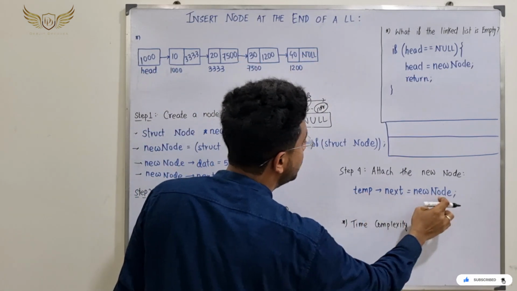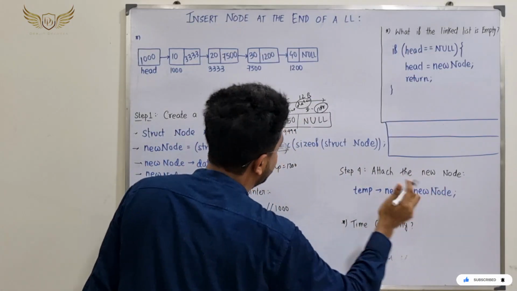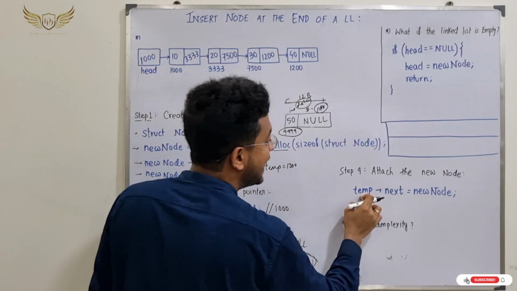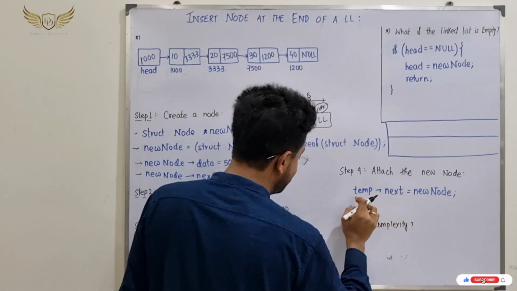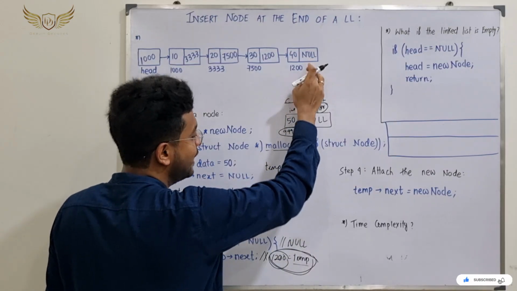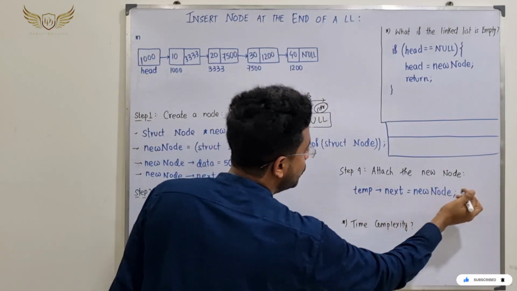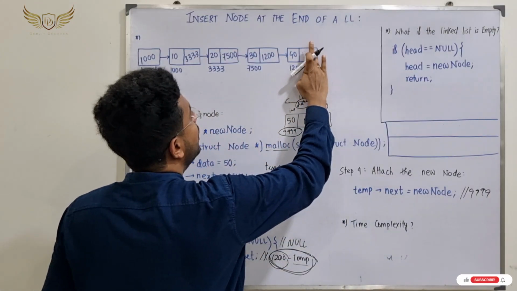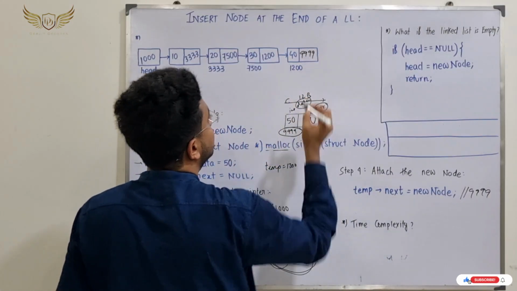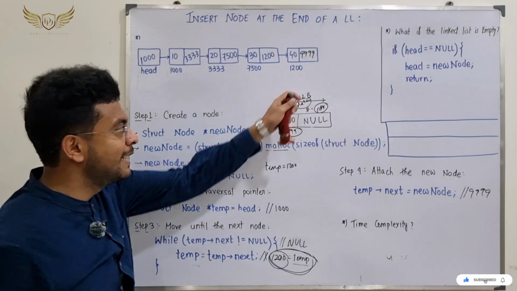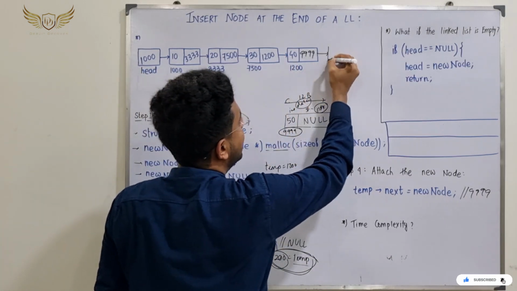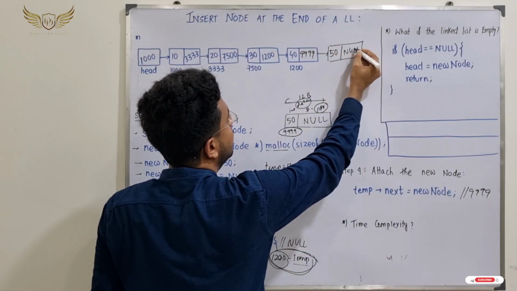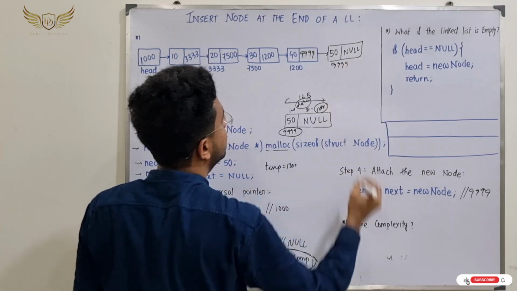Temp arrow next is equals to new node. What is this new node storing? The address. What is the address? 9999. So it will be saying temp arrow next equals to new node. That means initially 1200 arrow next was null. Now it will be replaced by this new node, which is nothing but 9999. So simply this null will be replaced by 9999. And whenever you are replacing this by 9999, what will it do? It will be attaching this particular node. This will be like this, 50 and null, and it is nothing but 9999.